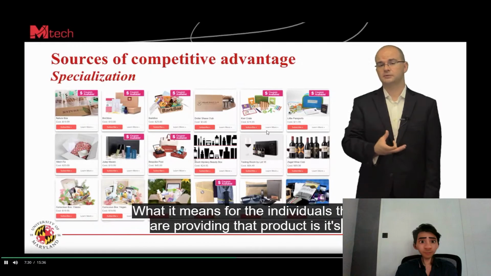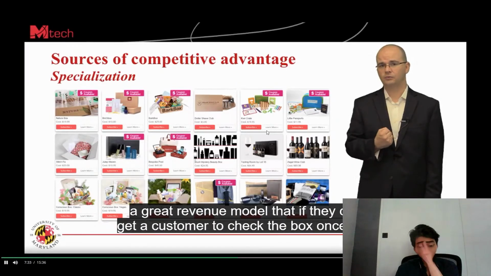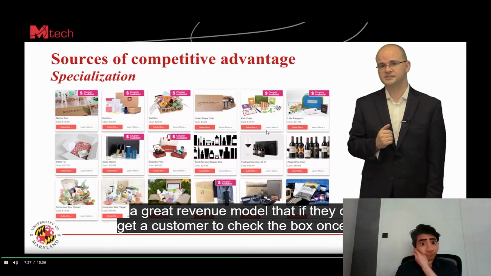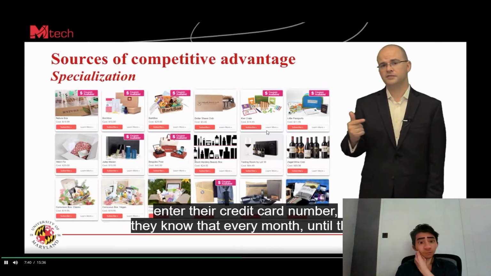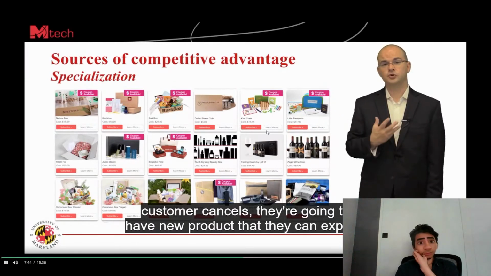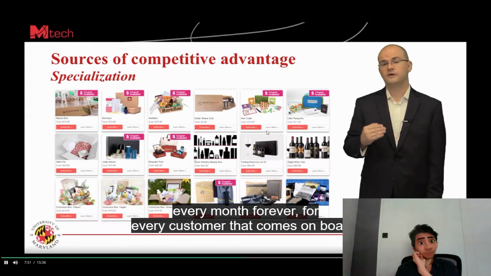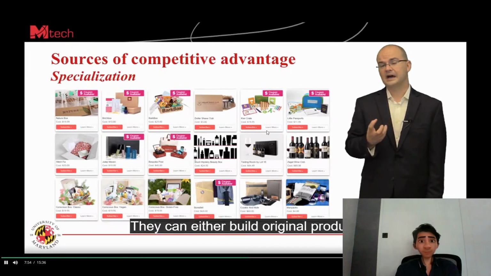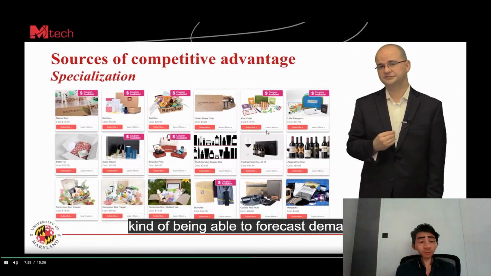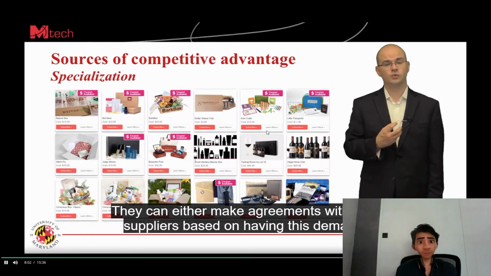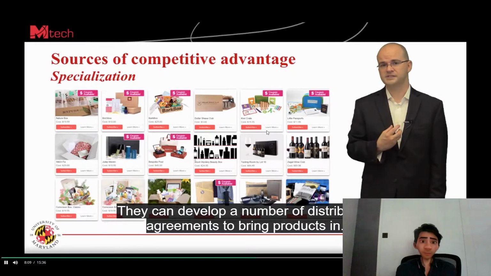What it means for the individuals that are providing that product is it's a great revenue model that if they can get a customer to check the box once and enter their credit card number, they know that every month until that customer cancels, they're going to have new product that they can expect. They're going to have new revenues they're going to generate each and every month forever for every customer that comes on board. They can build original product, being able to forecast demand. They can make agreements with their suppliers based on having this demand. They can develop a number of distribution agreements to bring products in.